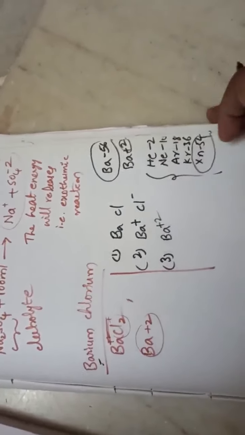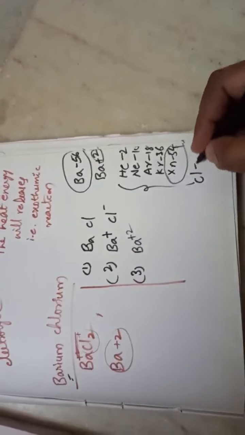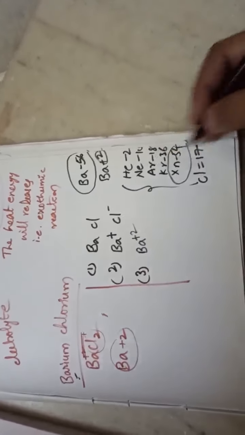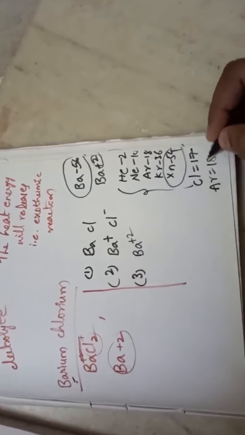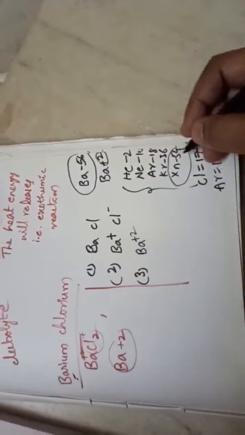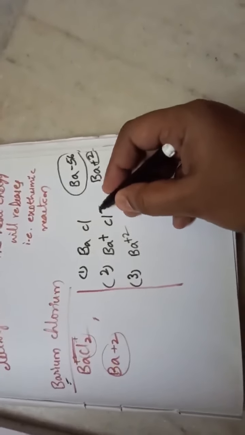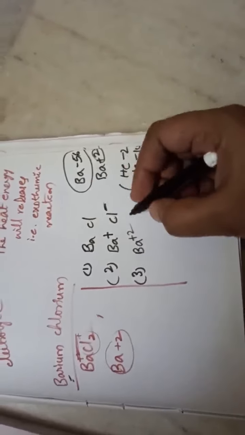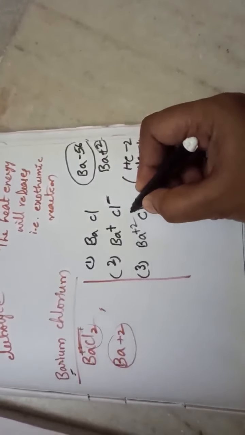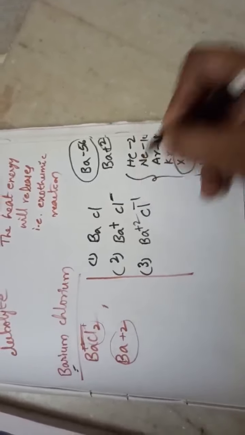And coming to chlorine, we know chlorine's atomic number is 17. It will gain 1 electron and get the argon configuration. So for this purpose it will gain 1 electron and become a negatively charged anion. And here chlorine's valency number is -1.